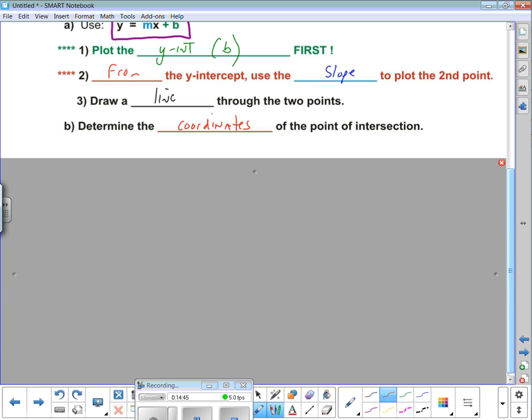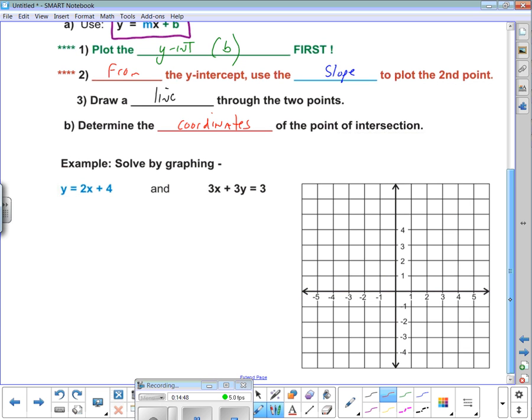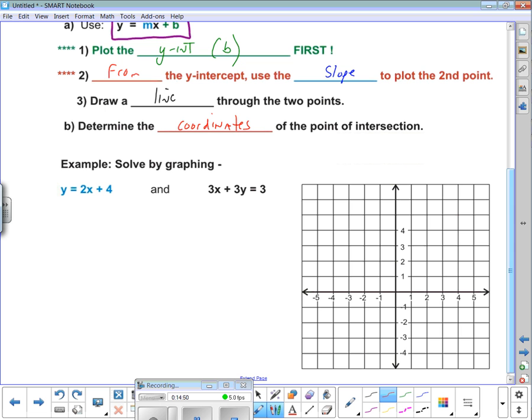Okay, let's take a look at an example here. So we're asked to solve by graphing, and we've got y equals 2x plus 4 and 3x plus 3y equals 3. Okay. The first one is all set and ready to go. If you want to do it yourself, go ahead and pause the video and see if you got it correct. If you want to just watch and continue on, then just keep going. All right, going to do the y-intercept first, right? Y-intercept of 4. Looking at my slope, which is a 2 over 1. So I got to go up 2 to the right 1, draw my second point.